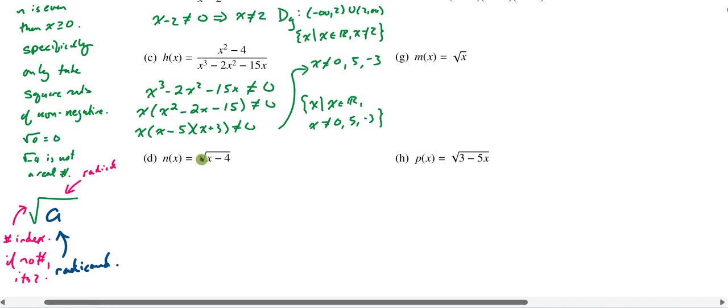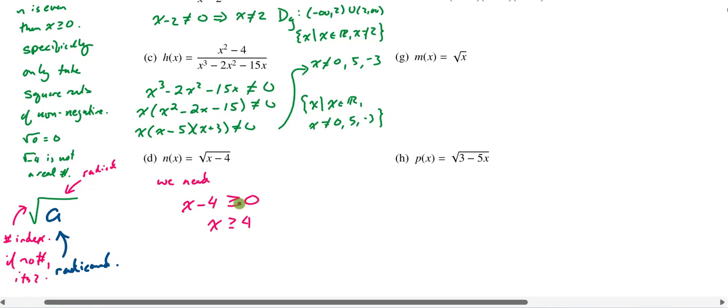So here I've got a square root. We can see that the index is 2 because nothing was written there, so it was implied to be 2. And it's even, right? Our index here is even. We can only take the square root of non-negative numbers. So what do we need? We need x minus 4 to be non-negative. So we need x minus 4 to be greater than or equal to 0, which means we need x to be greater than or equal to 4, solving that inequality.